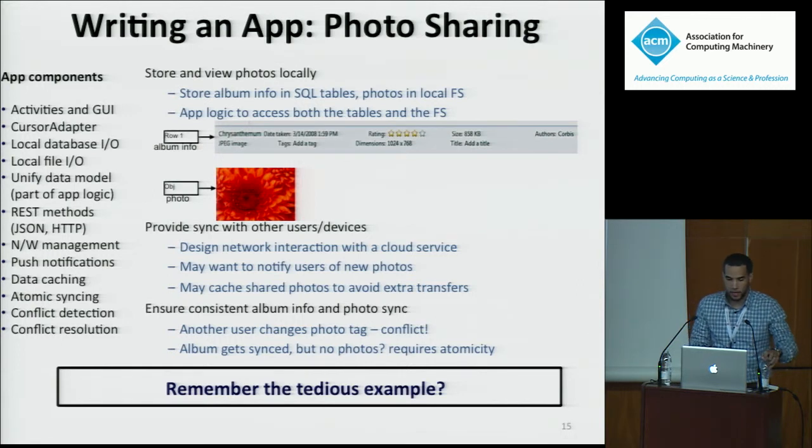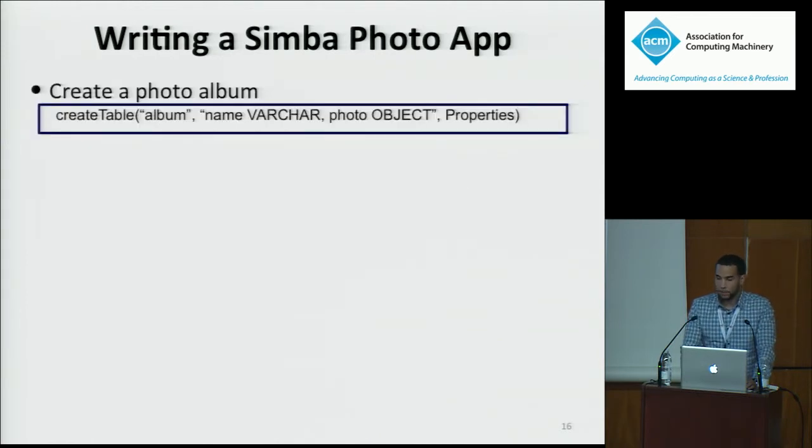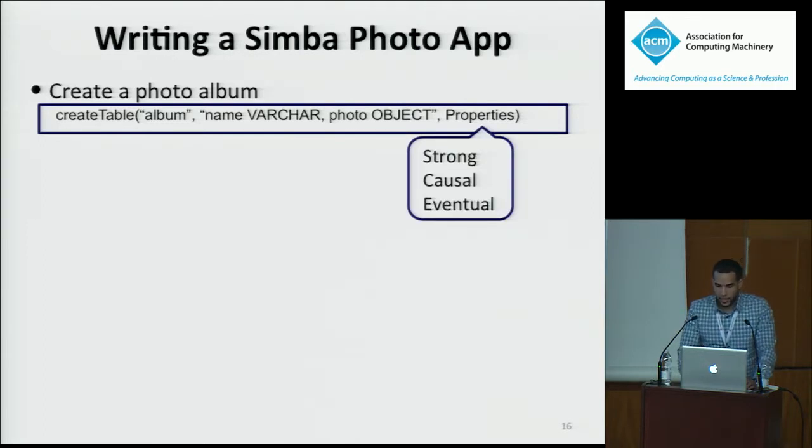Recall this slide from the beginning of my talk where I showed you how hard it is for an app developer to implement an app. Well, let's see how easy it is with S-tables. First, a developer would create a unified tabular and object data table using a create table function. Also note that an S-table is the unit of consistency specification. Simba's S-tables provide three different options: strong, causal, and eventual. All rows in an S-table are subject to the same consistency. More details about our consistency schemes can be found in the paper.